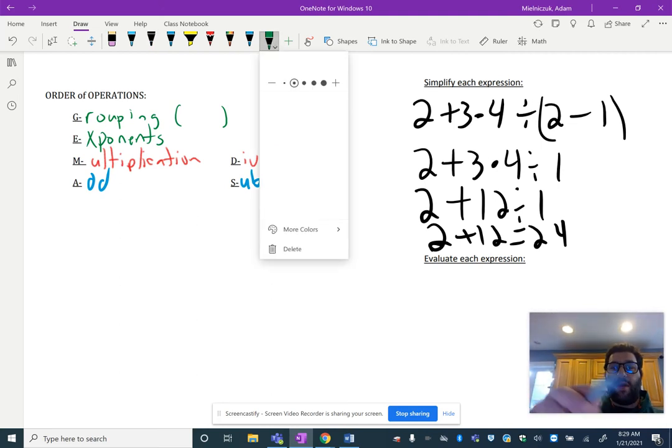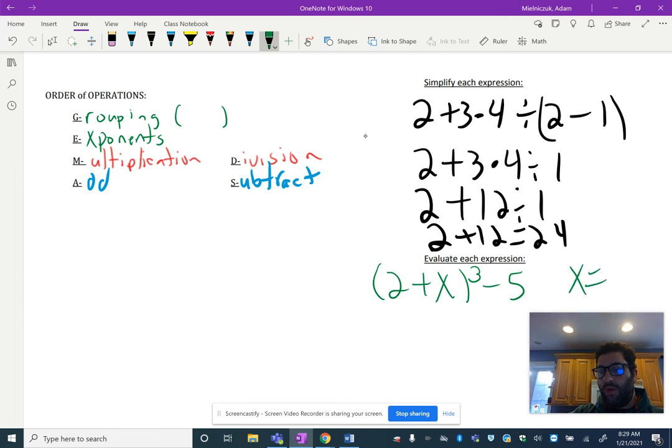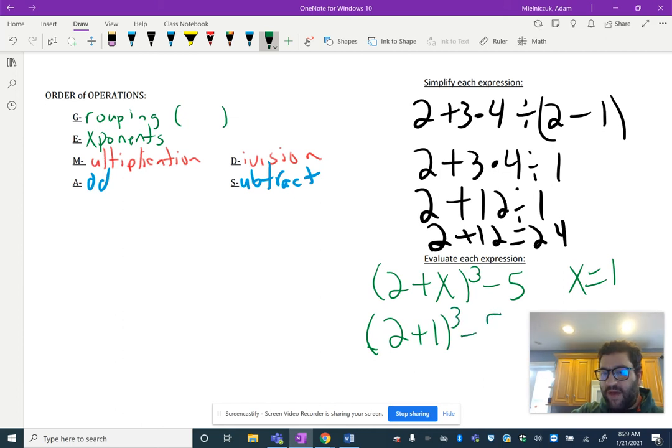Evaluating will be something such as if we had 2 plus x cubed minus 5, and we're given that x is equal to, we'll say, 1. The first thing you have to do is substitute in the 1. So it becomes 2 plus 1 cubed minus 5. Once we evaluate it, once we substitute the value in, it turns into simplifying.